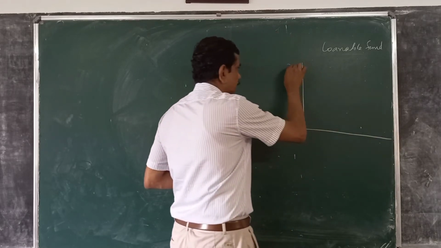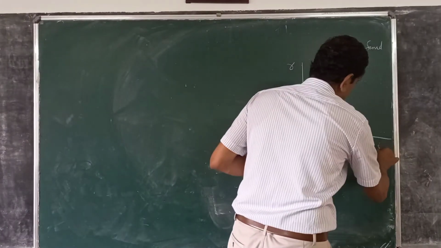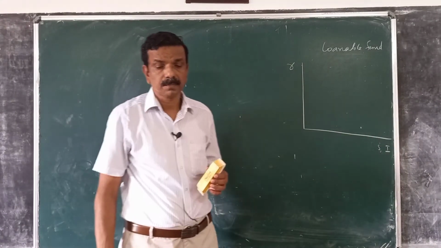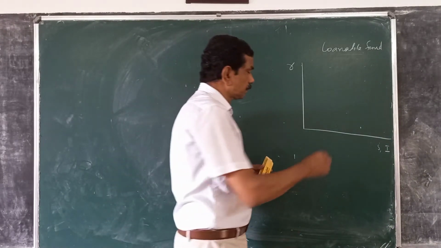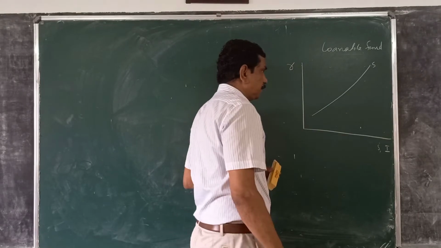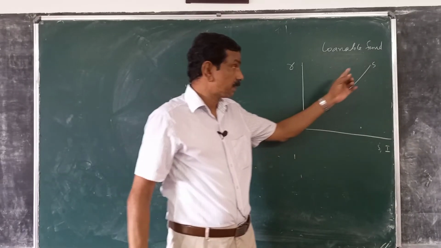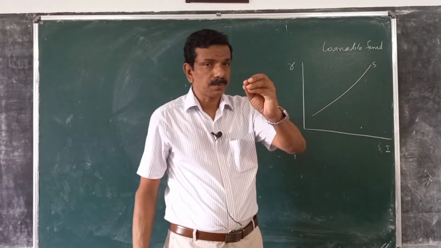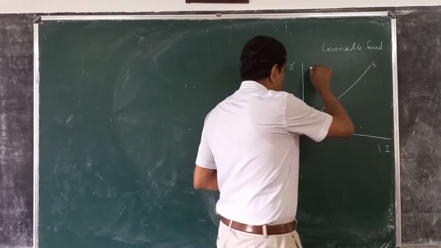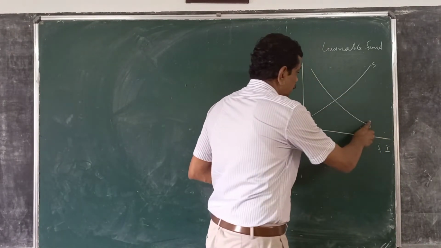On the y-axis we take the rate of interest, on the x-axis saving and investment, and supply of loanable funds. Loanable funds are supplied by individuals, households, positively related to rate of interest. Demand for loanable funds is negatively related to the rate of interest.